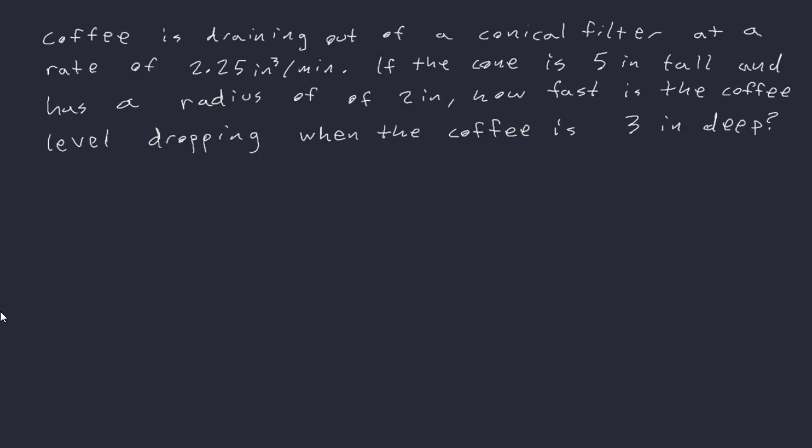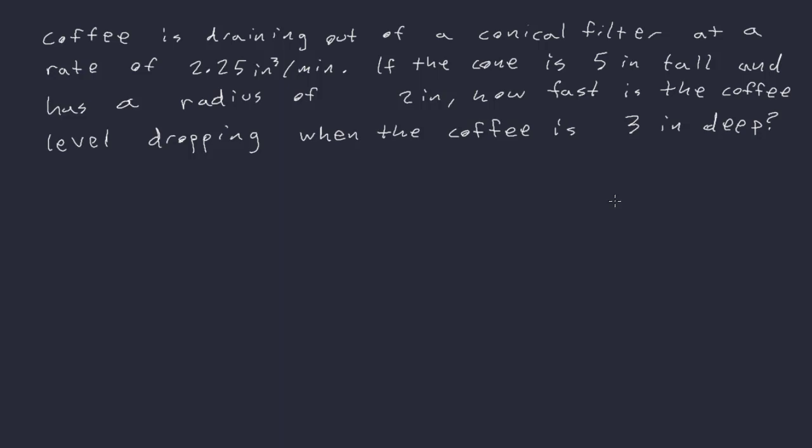So coffee is draining out of a conical filter at a rate of 2.25 cubic inches per minute. And if the cone is 5 inches tall and it has a radius of 2 inches, how fast is the coffee level dripping when the coffee is 3 inches deep?